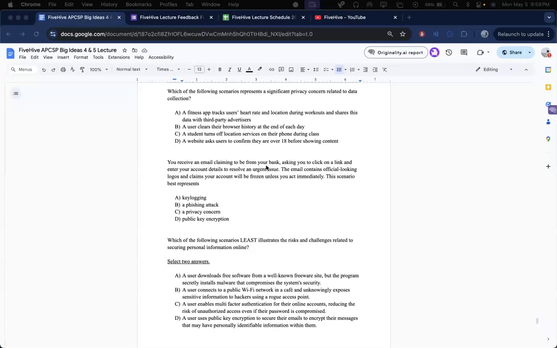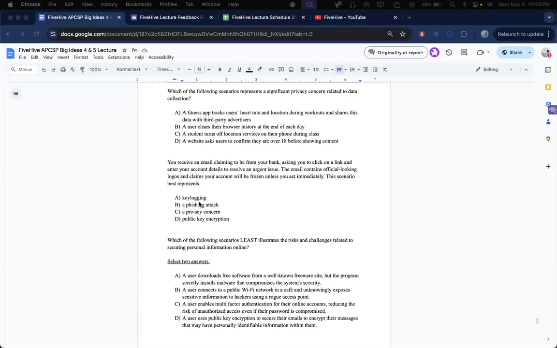You receive an email claiming to be from your bank, asking you to click on a link and enter your account details to resolve an urgent issue. The email contains official-looking logos, and claims your account will be frozen unless you act immediately. This scenario most likely represents a phishing attack, right? Absolutely. This is pretty straightforward.